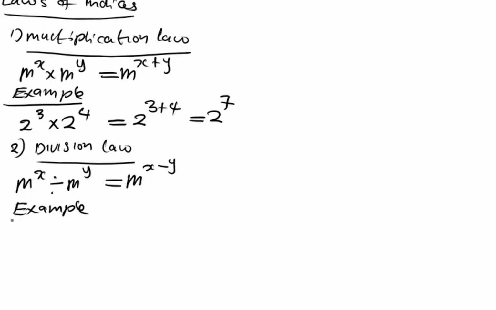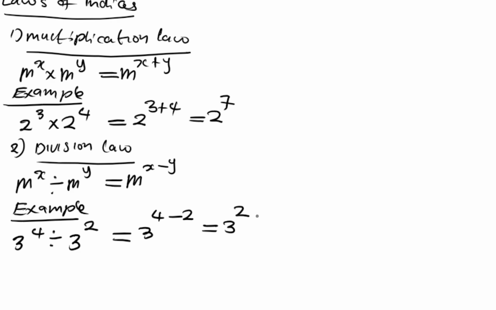Example, if you have 3 raised to the power of 4 divided by 3 raised to the power of 2, since their base are the same, all we need to do is take one of the base and subtract their powers. They are dividing. We have 3 raised to the power of 4 minus 2, and this will give us 3 raised to the power of 2.